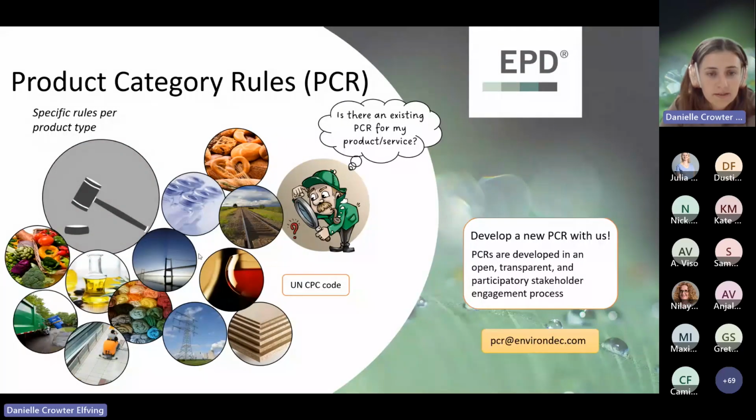Also, I will mention this UNCPC code. This is a central product classification code, and if you know it for your product, it can help you find the correct PCR as well. And also at the bottom left here, we have the email to my colleagues at the PCR team, if you have any questions about this.